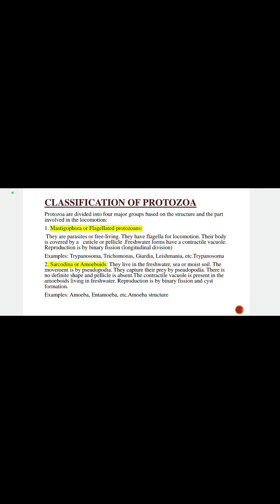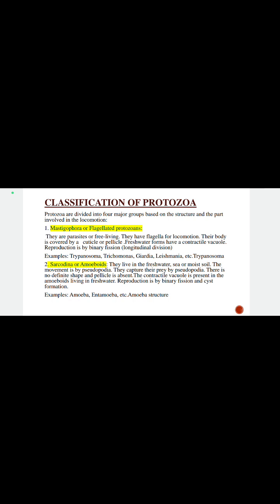Then the classification of protozoa. Protozoa are divided into four major groups based on the structure involved in locomotion. Mastigophora or flagellated protozoans. That means they are parasitic or free living. They have flagella for locomotion. Their body is covered by a cuticle or pellicle. Freshwater forms have a contractile vacuole. They reproduce by binary fission and longitudinal division. Examples are Trypanosoma, Trichomonas, Giardia, Leishmania, etc.